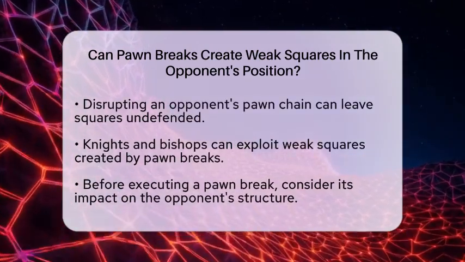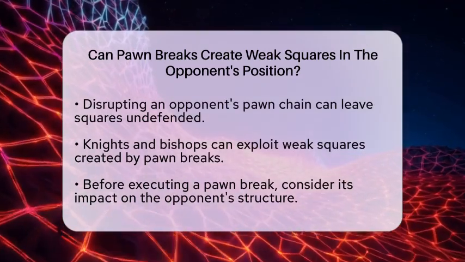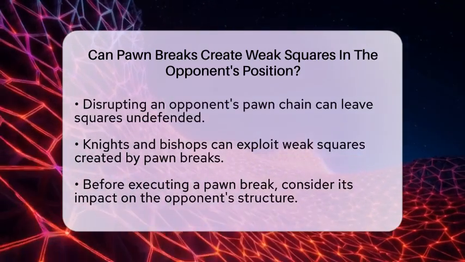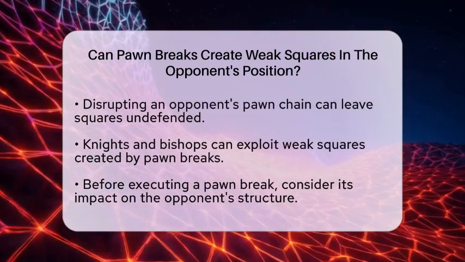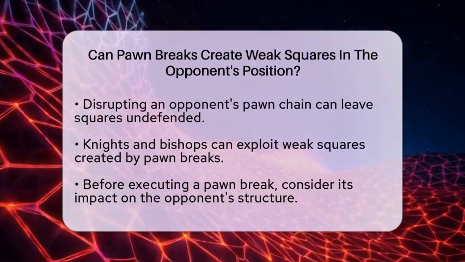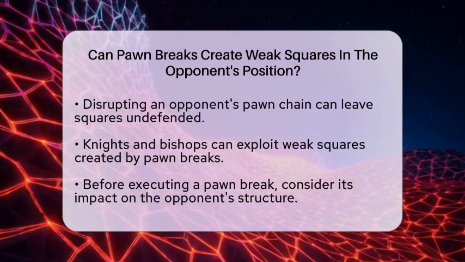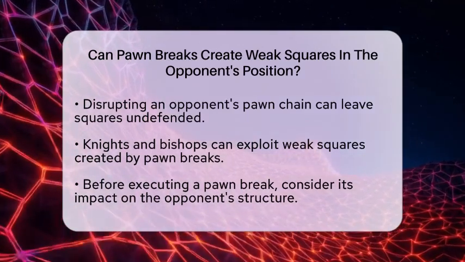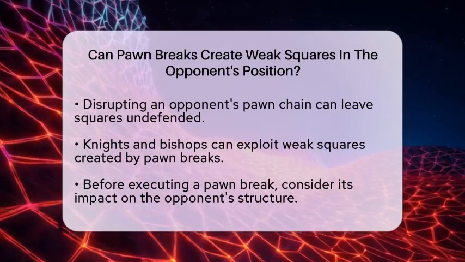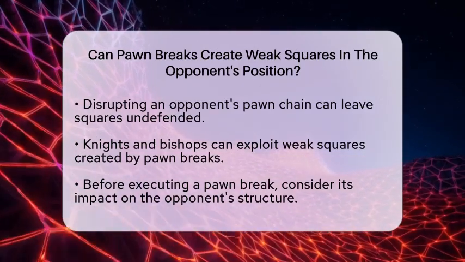Disrupting your opponent's pawn chains is another effective strategy. A well-timed pawn break can break their chain, leaving certain squares undefended. This creates weak squares that you can exploit with your pieces, especially knights and bishops, which thrive on occupying these squares. Now, how can you apply this in your games?